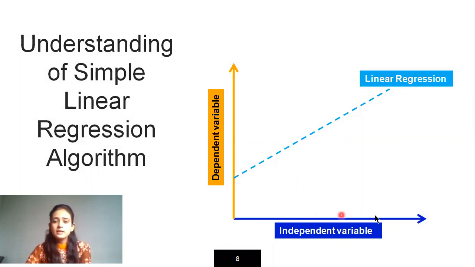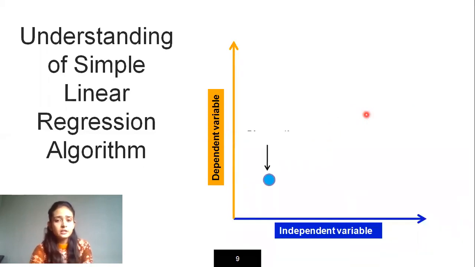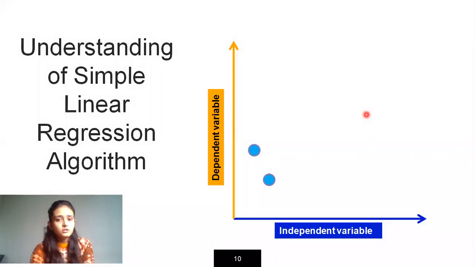So over here, this x-axis shows my independent variable and this y-axis shows my dependent variable. So this is my y and this is my x. The linear regression line will be like this, that is the blue dashed line. Now let's see, this is my observation. I have the values of x and y in my data set. So this is my observation, and I am plotting another observation. So these two are my observations, and like this I will be plotting all the different observations.